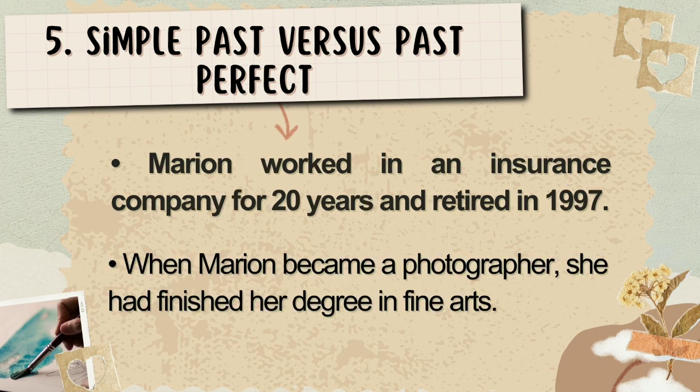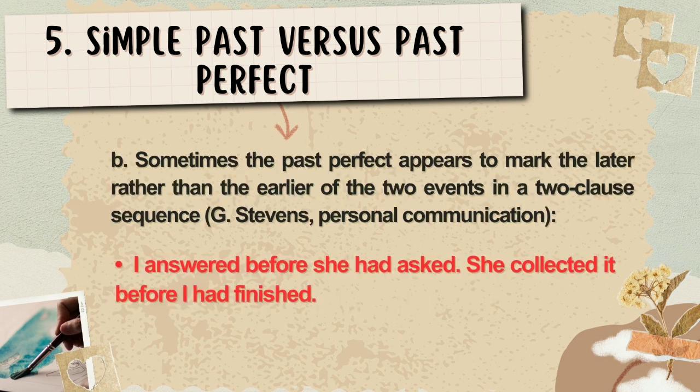So for instance, "Mario worked in an insurance company for 20 years and retired in 1997." Only when the clauses report two events out of sequence and there is no time adverbial to indicate the actual order is the past perfect necessary. "When Mario became a photographer, she had finished her degree in fine art." So letter B is sometimes the past perfect appears to be used for other than the order of the two events in a two-clause sequence.